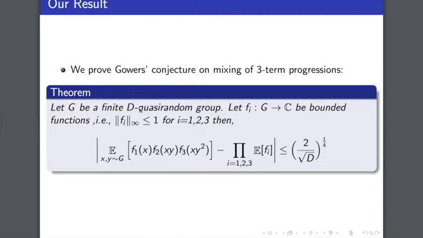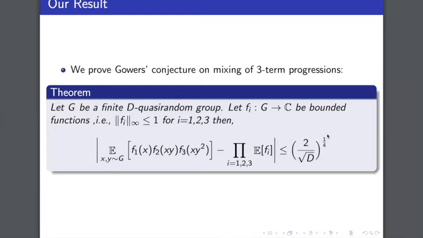So this is the precise result we prove in the paper. Let's take G to be a finite d-quasi-random group. Then we compare these two terms, where on the left-hand side, we sample x and y randomly from G and construct the three-term progression x, xy, and xy squared and compute this expectation. On the right-hand side, we simply have the product of expectations, and these two quantities will be close to each other up to this error term, which is 2 over square root of d, taken to the power 1 over 4. So this is the main result that we proved in this paper.